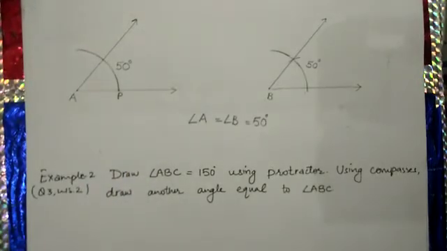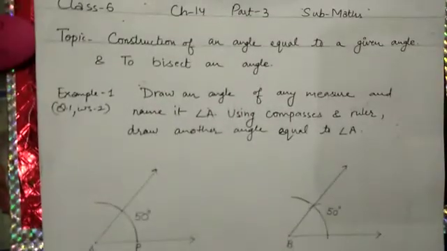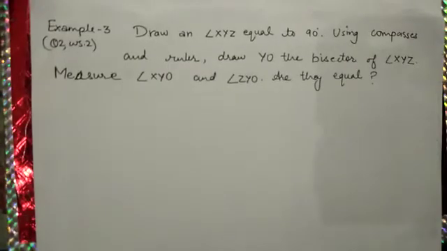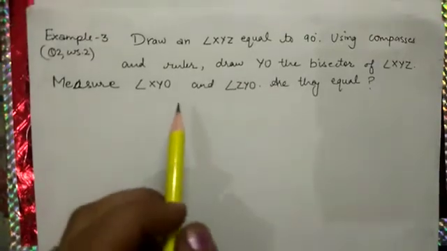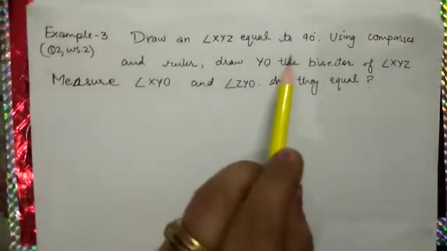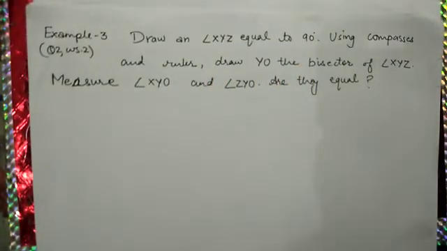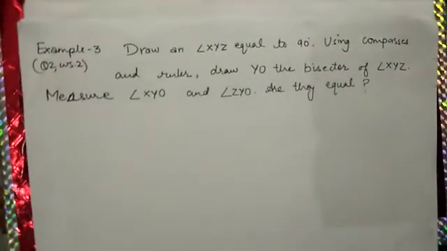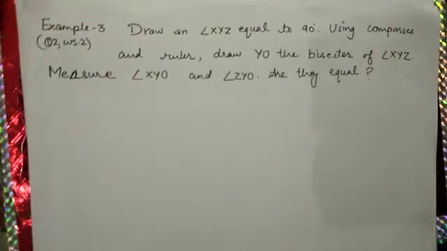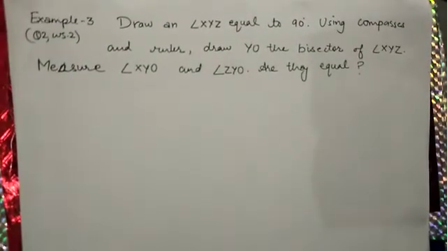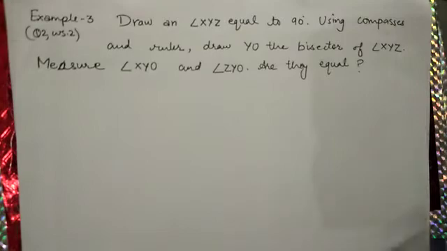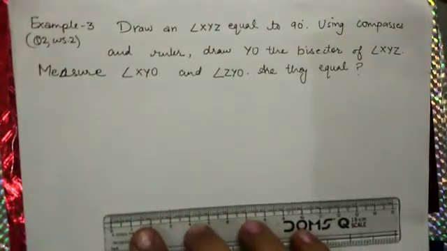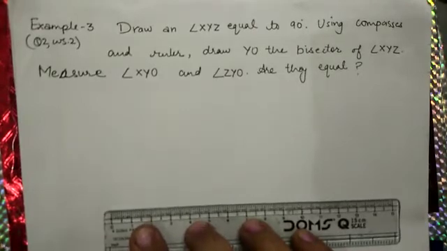Now I am discussing the next concept, to bisect an angle. The question is, draw an angle XYZ equal to 90 degrees. Using compass and ruler, draw YO, the bisector of angle XYZ. So first let us draw an angle XYZ equal to 90 degrees.